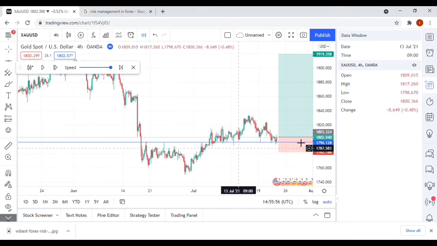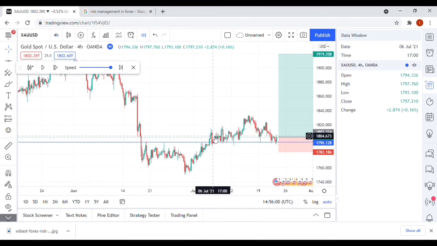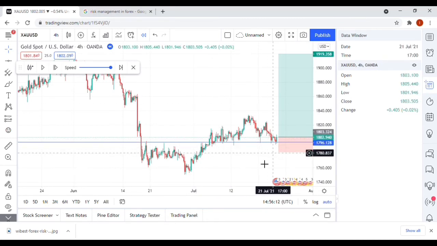So if you have a good strategy and a good risk management plan, it's most likely that you'll actually make it far in forex trading, in the forex industry. But if you have bad risk management, you won't last. You will just blow accounts over and over and over again.